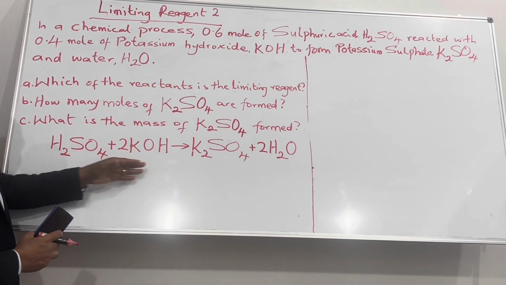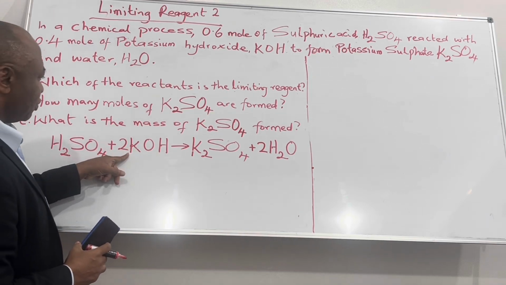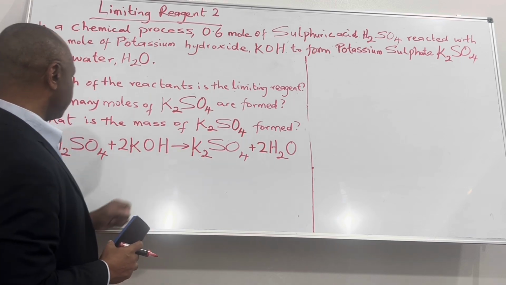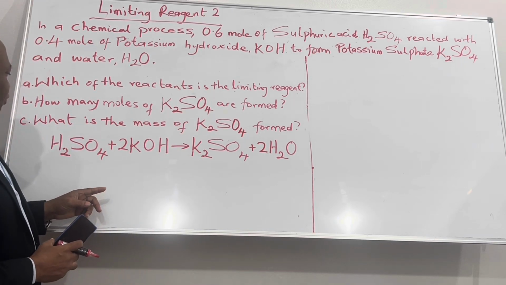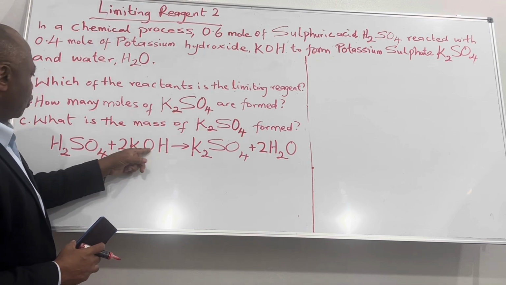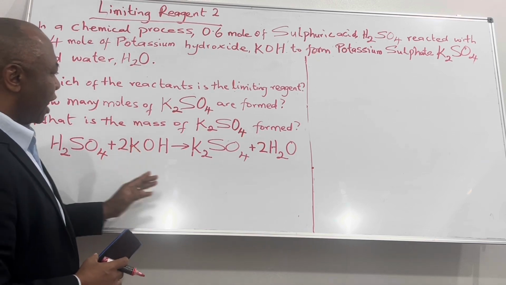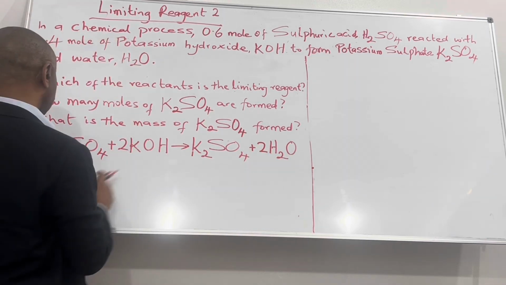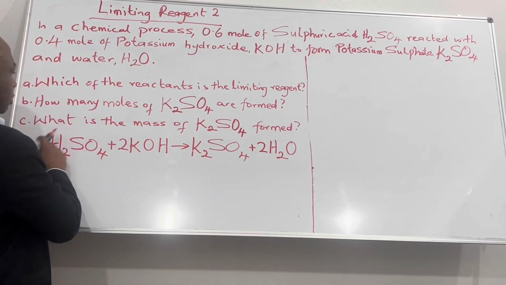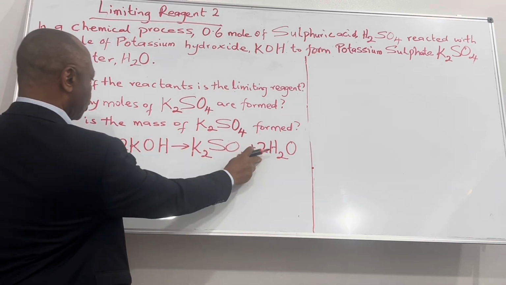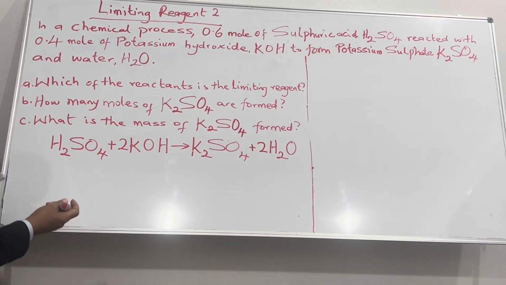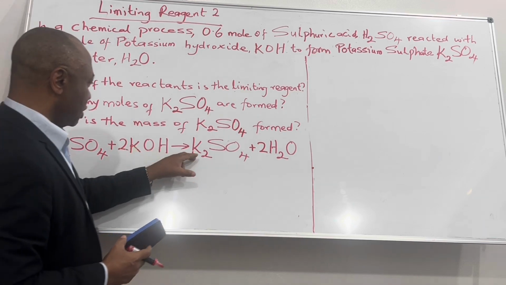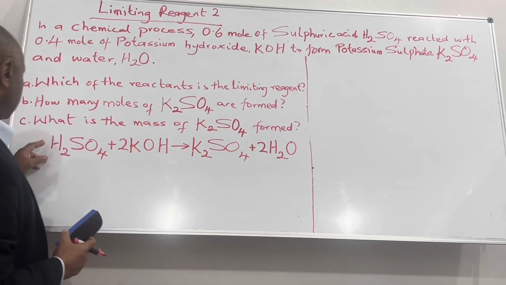At the left of the arrow, you have 2 atoms of potassium, and at the right of the arrow, you have 2 atoms of potassium. At the left of the arrow, you have 2 atoms of oxygen, and at the right of the arrow, you have 2 atoms of oxygen. These numbers 1, 2, 1, 2 are known as coefficients. These numbers in front of the compounds are known as coefficients.